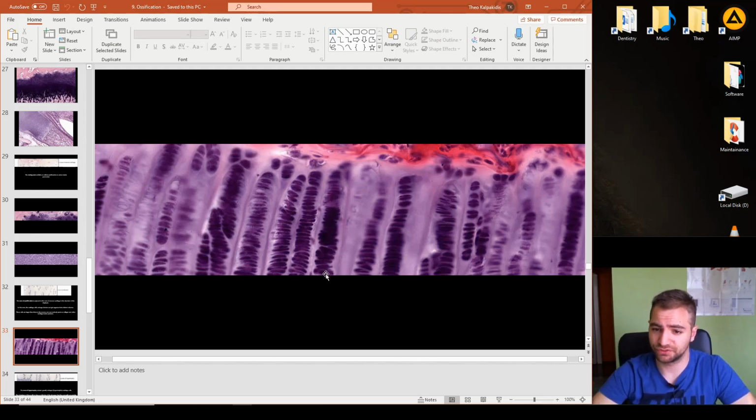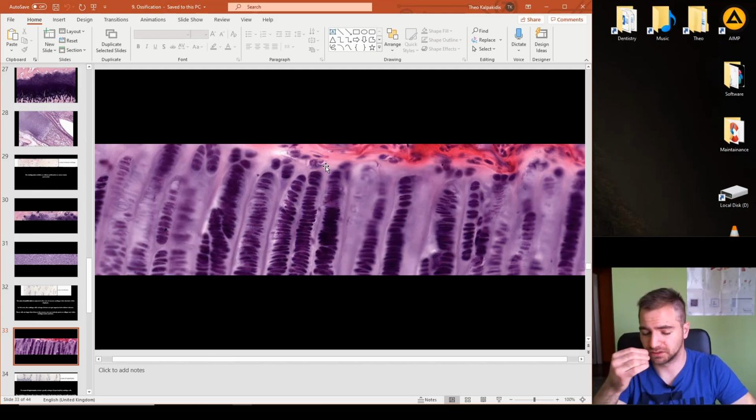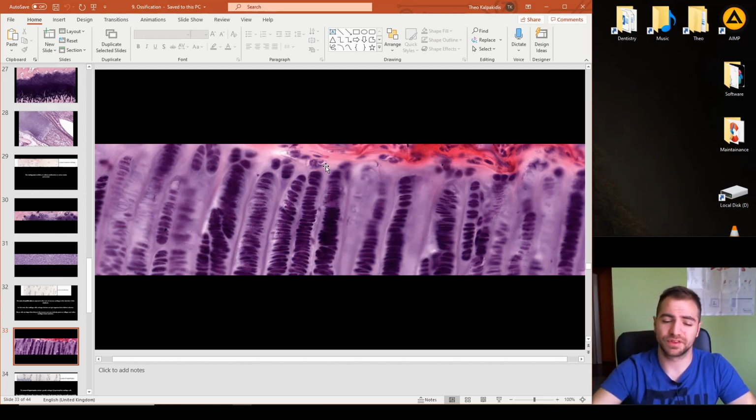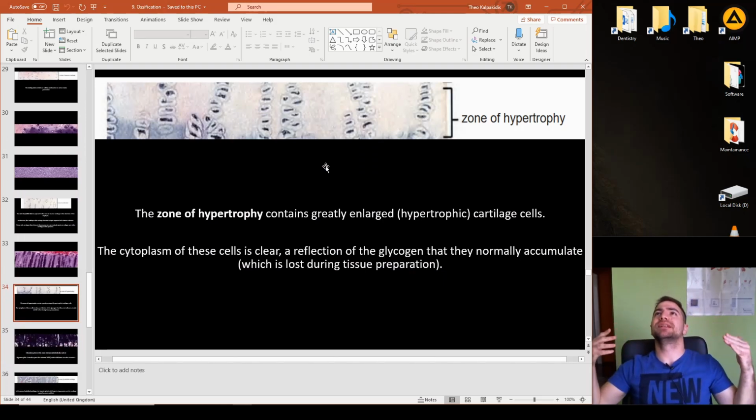We can see the proliferative zone and the resting zone right here. Again, the resting zone is easy to identify because we can see the empty spaces and of course the multiple chondrocytes or chondroblasts residing within the one lacuna itself. Let's move on. So, what happens after this proliferation?